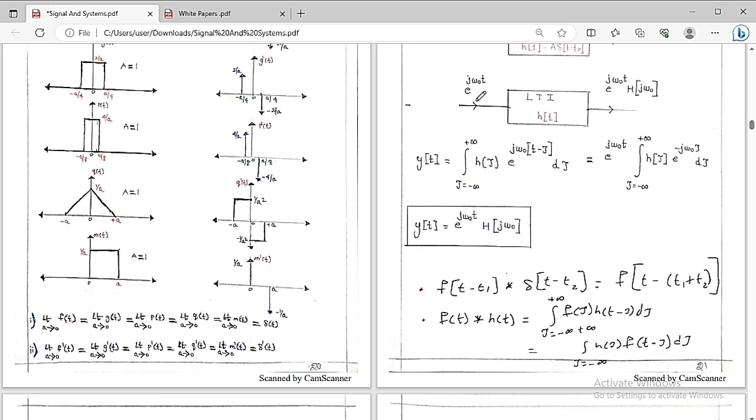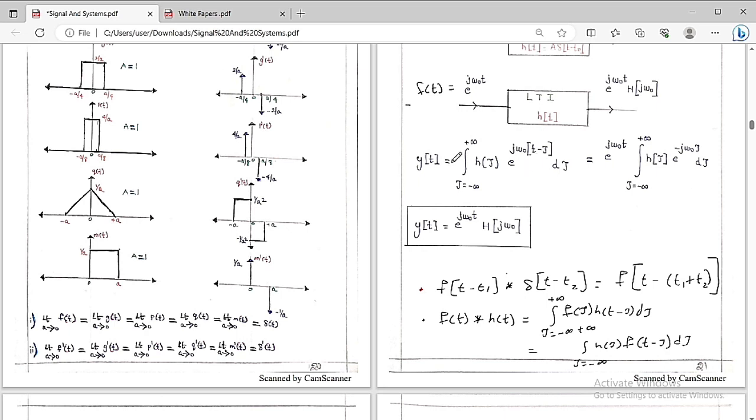And here f of t is nothing but e to the power of j omega naught t. But I want f of t minus τ. So here f of t is equal to e to the power of j omega naught t. In place of t, substitute t minus τ, and we are going to get e to the power of j omega naught of t minus τ into dτ. So τ is varying from minus infinity to plus infinity.